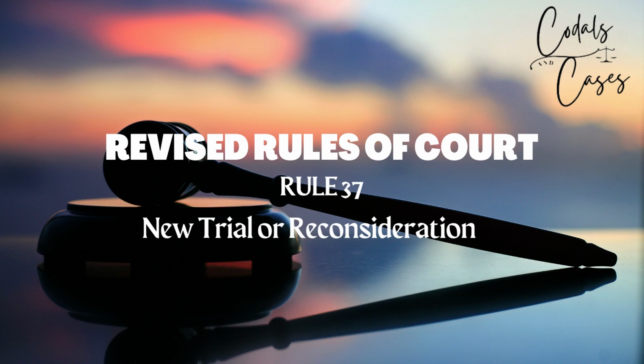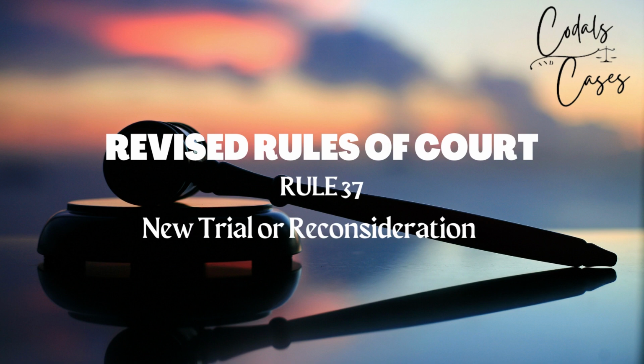Section 3. Action upon motion for new trial or reconsideration. The trial court may set aside the judgment or final order and grant a new trial upon such terms as may be just, or may deny the motion. If the court finds that excessive damages have been awarded, or that the judgment or final order is contrary to the evidence or law, it may amend such judgment or final order accordingly. Section 4. Resolution of motion. A motion for new trial or reconsideration shall be resolved within 30 days from the time it is submitted for resolution.